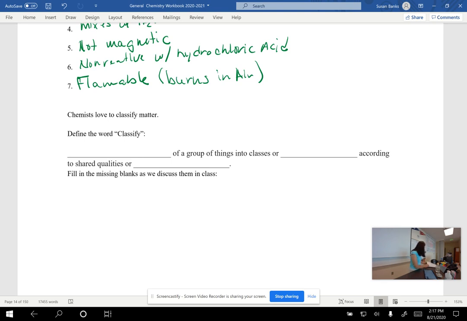Okay, so we like to categorize a group of things into classes, or I would say types, according to shared qualities or properties. Okay, we just talked about a whole bunch of properties. Okay, so we are going to fill in the missing blanks on this chart.